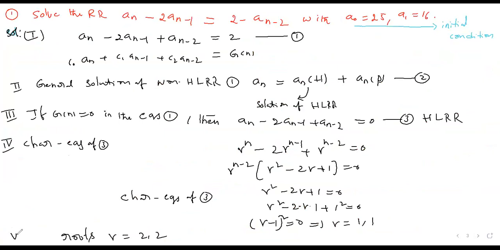Here this is step 5. So here the root is repeated. If the root is repeated, this is the second case we already discussed. General solution. Anyone please tell me what is the general solution? The general solution is denoted by a n of h. Root is repeated, therefore the general solution.